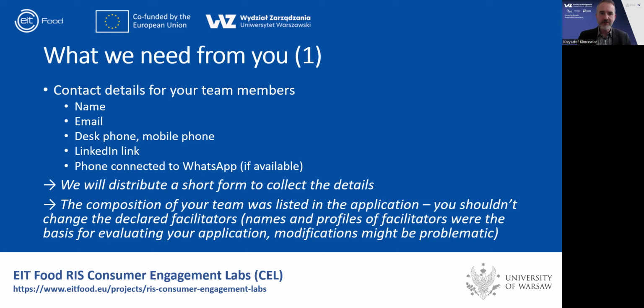Remember that even if you run into some problems, you ideally should really work with those people who were initially declared. But if you discover that there are some major issues, there might be emergencies, there might be serious problems with people changing jobs or moving to other organizations, let us know about those cases. But in general, EIT Food would be very unhappy about cases when somebody submits application listing and providing profiles of some experts and then deciding that those experts are not going to be involved in the project. This was a crucial element of the evaluation.